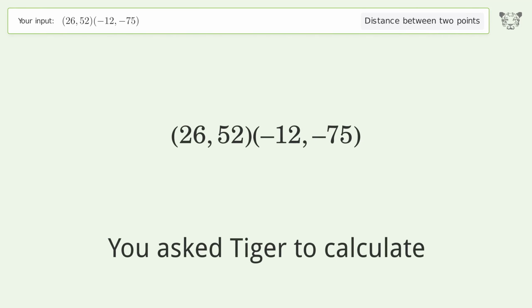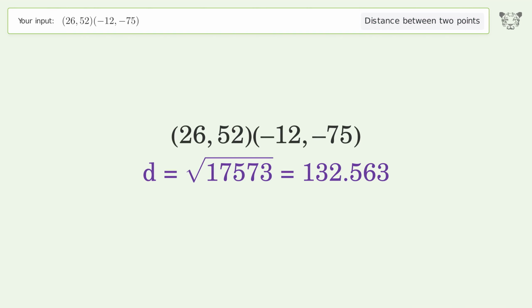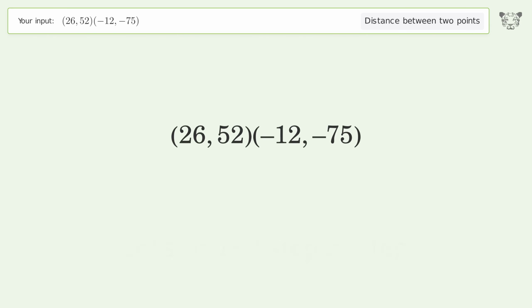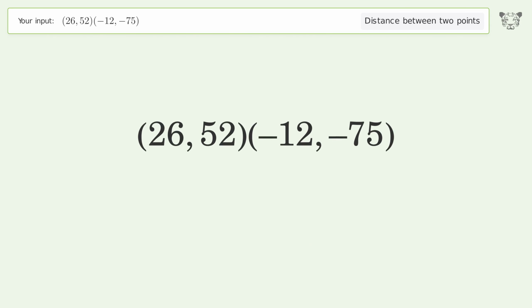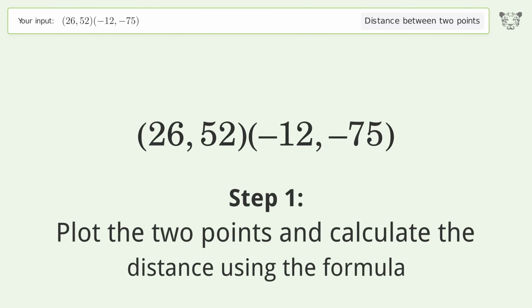You ask Tiger to calculate. This deals with the distance between 2 points. The distance between the 2 points is the square root of 17,573 or 132.563. Let's solve it step by step. Plot the 2 points and calculate the distance using the formula.